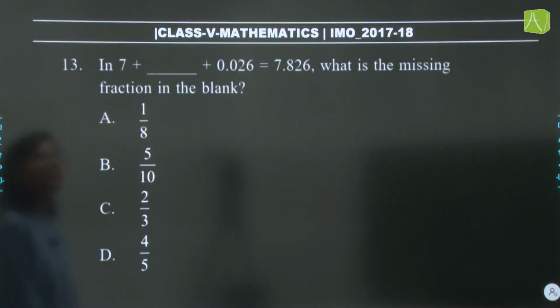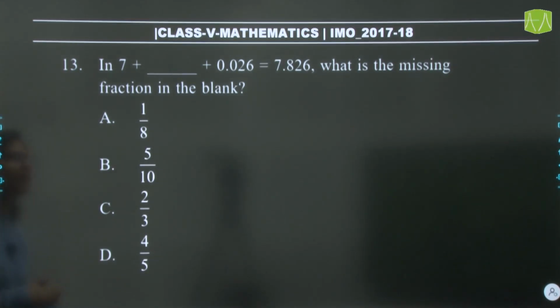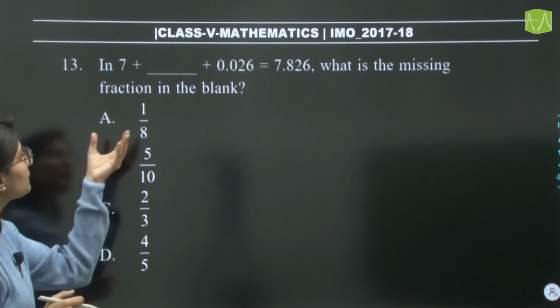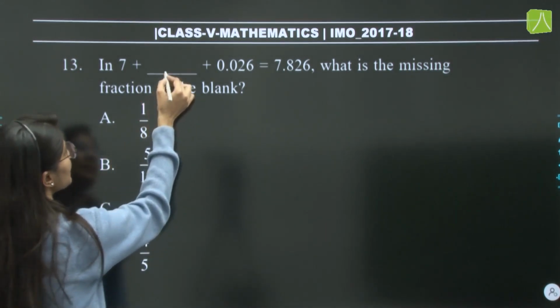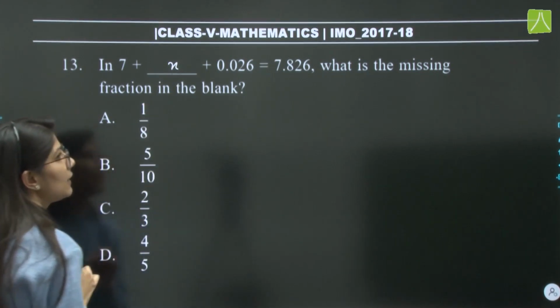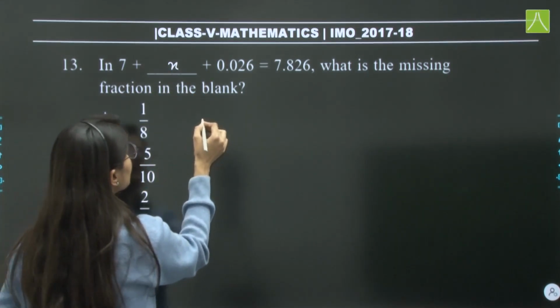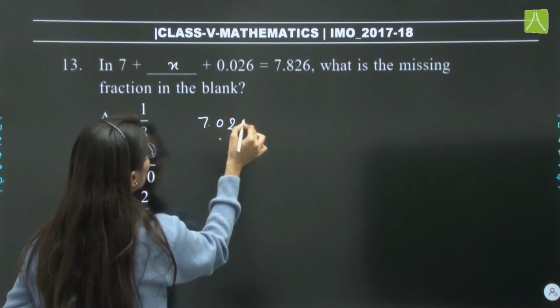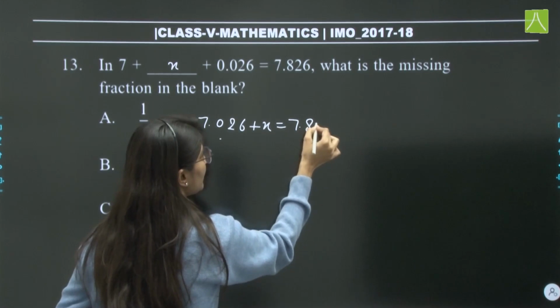In 7 plus blank plus 0.026 is equal to 7.826. What is the missing fraction in the blank? तो हमें ये missing space find out करना है. Let's assume in this missing space we have x. Now let's solve it. So first we can add this 7 plus 0.026. It will be 7.026 plus x is equal to 7.826.